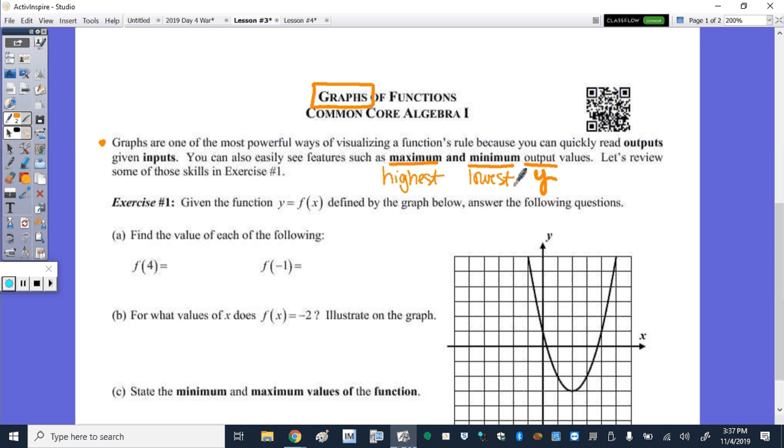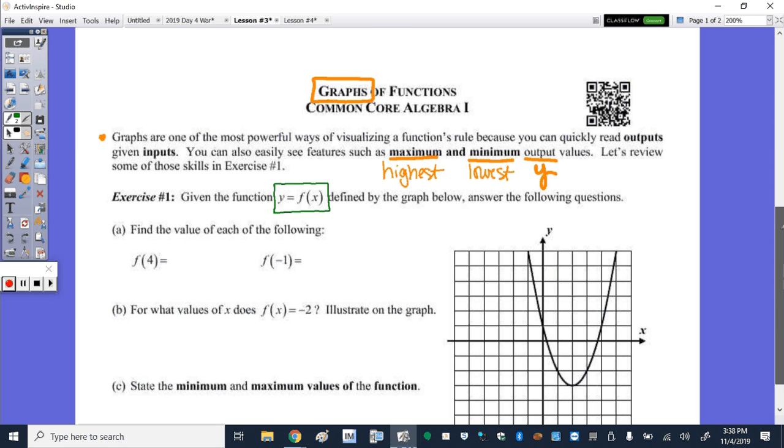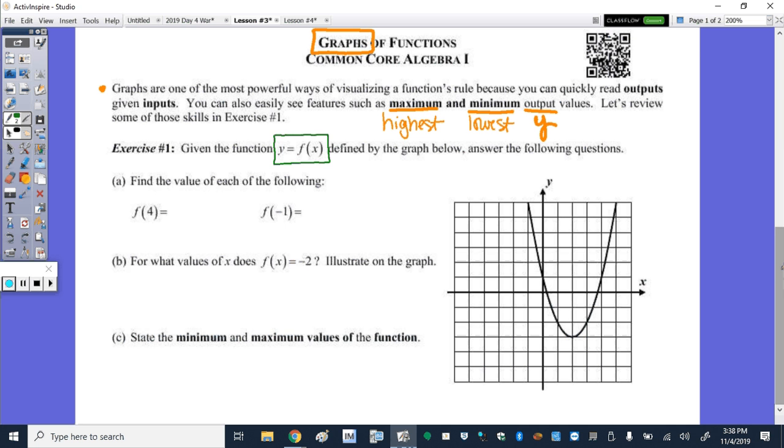Okay, so in exercise number 1, we're given the function y equals f of x. So we really have no idea how the output is related to the inputs. We're just given a general graph. Okay. Find the value of each of the following. So this is a review, okay? So we're looking for f of 4 as a point, so let's put the point down below, okay? When x is 4, what is y? And then f of negative 1 as a point is when x is negative 1, what's the y?